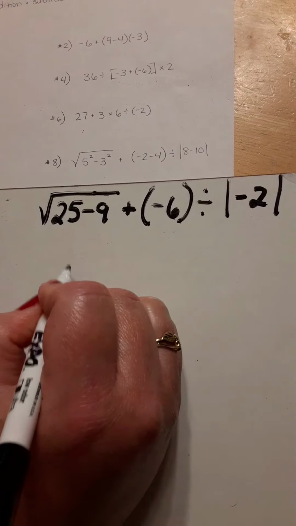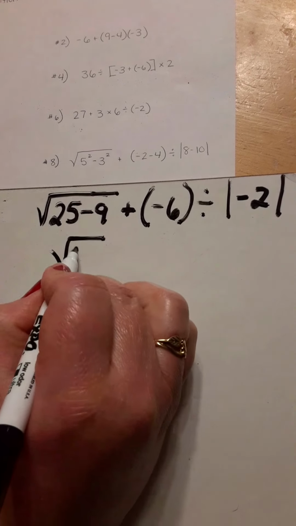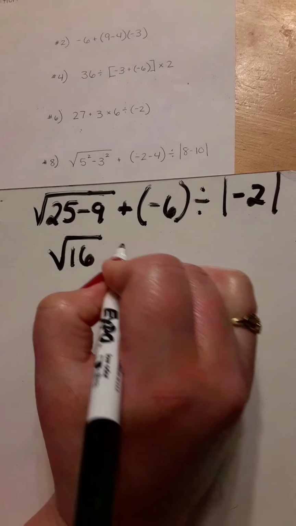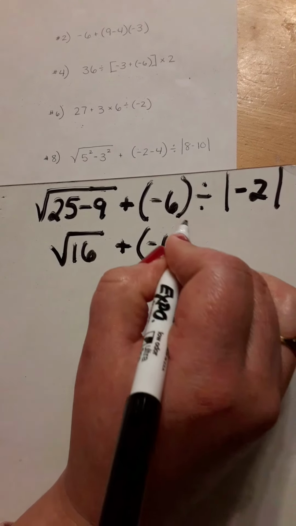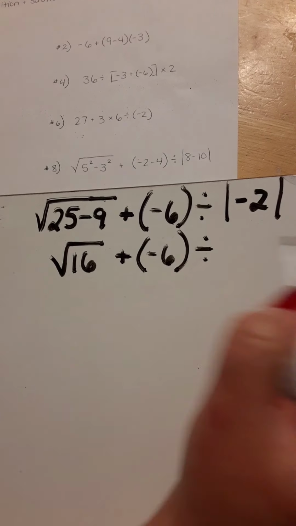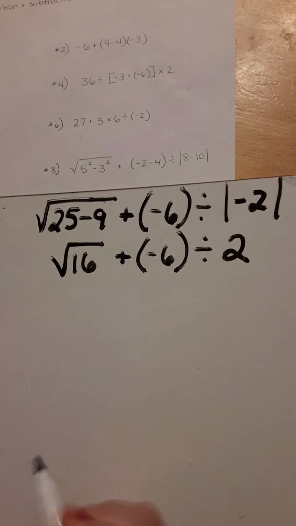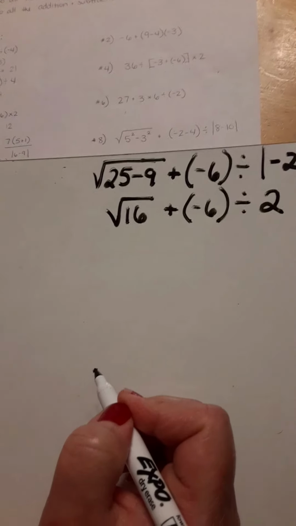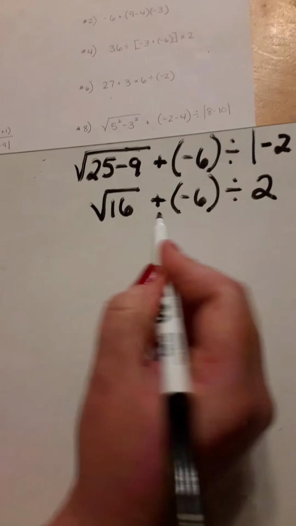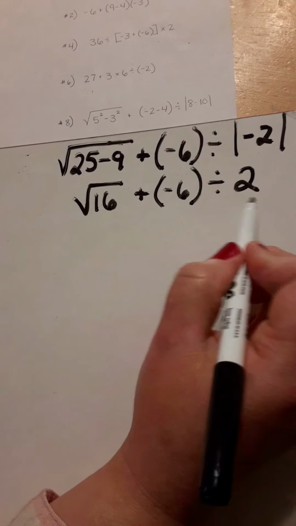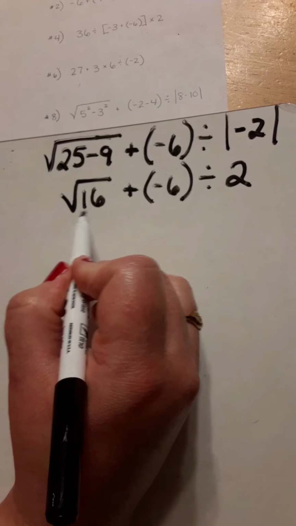25 minus 9 gives me the square root of 16. I still have this negative 6. And now I'm going to take the absolute value of that negative 2, which gives me a positive 2. Okay, so this is addition, this is division, so I'm going to have to work with this first. But let's continue simplifying this.